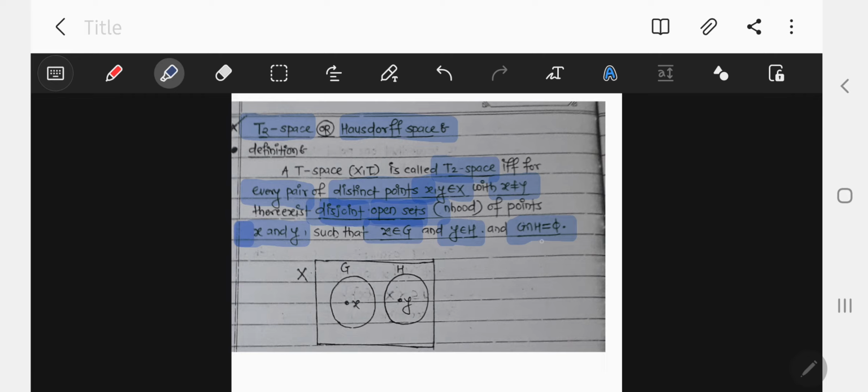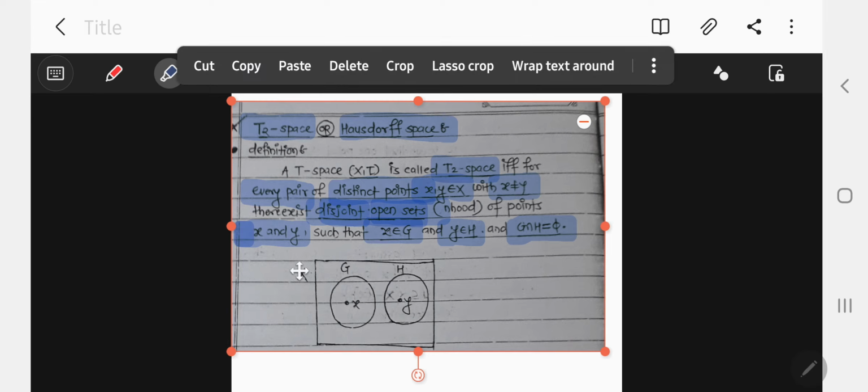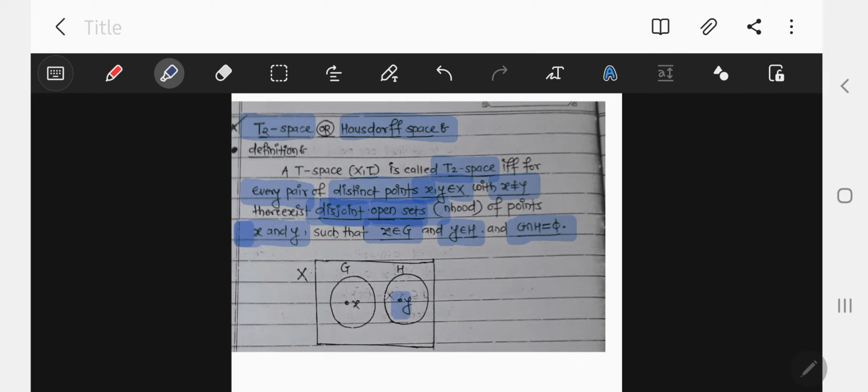G intersection H equals phi. Diagrammatically, in this topological space X and two distinct points x and y, there are two disjoint open sets G and H. Disjoint, that is, the intersection between them is empty, and here x belongs to G but x does not belong to H, y belongs to H but y does not belong to G. That is, here this X is called a T2 space or Hausdorff.